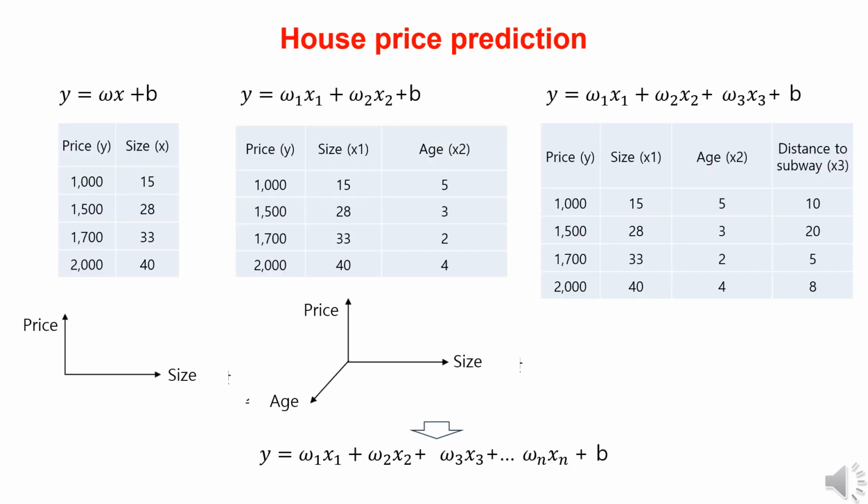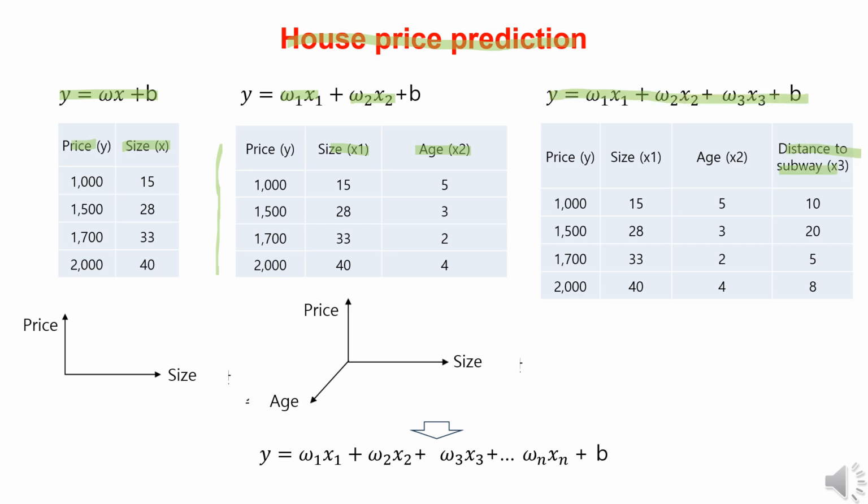Let's explain this with a more specific example of predicting house prices. If we predict house prices based solely on the size of the house, we can represent this with a simple linear function. However, factors other than size also affect house prices, such as how old the house is. In that case, you can represent the size of the house as x1 and the age of the house as x2 in the prediction equation. If you then add the distance to the nearest subway station as another factor, the equation would include 3 features.